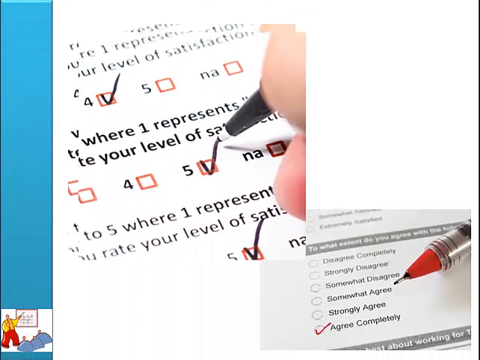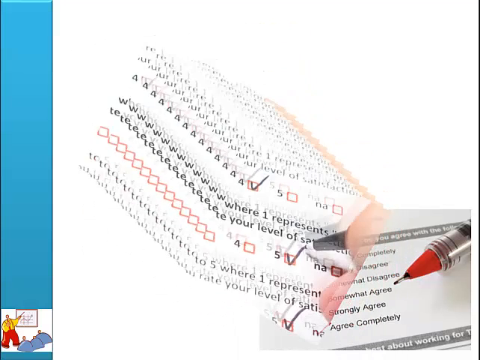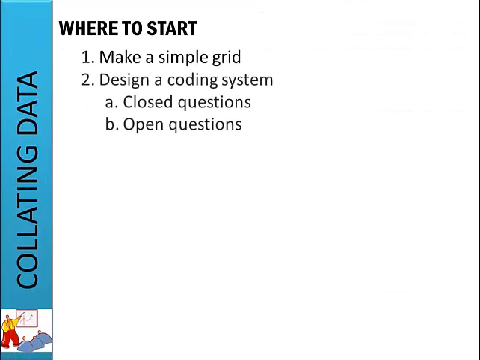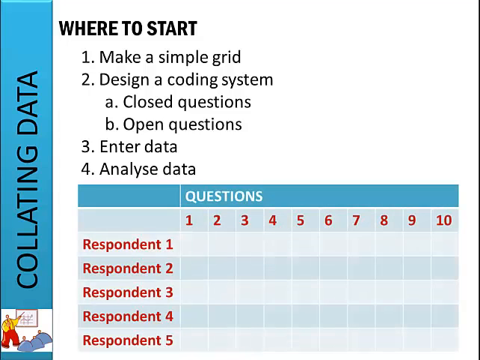We've done our questionnaires, we've got all of the information. Now what? Well, we need to start by turning the information into a grid. We need to design a coding system for our questions. Then we need to enter our data and analyze it. And our grid should look something like this, with all of our questions numbered across the top and all of our respondents listed down the left column. This will enable us to see all of our information clearly and enable us to start analyzing the information.